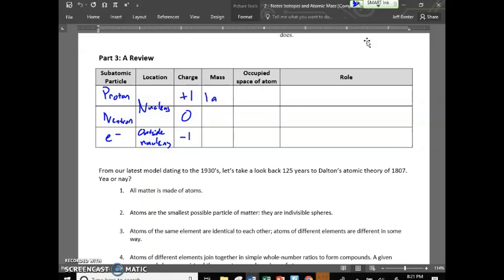Mass of a proton is 1 AMU, so is a neutron. Pretty close, and the mass of the electron is about 0. We just ignore it. Again, it's 1/1836 of an AMU, but that's close enough to 0. Occupied space of the atom, very little.